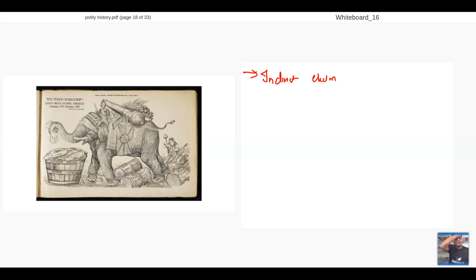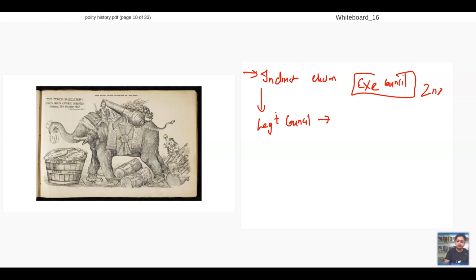So where can there be indirect elections, sir? Can there be indirect elections for the executive council? There are only Indians there, so what elections for them? Zero. Can there be indirect elections for the legislative council? Yes, the legislative council will go for indirect elections. What does indirect election mean?